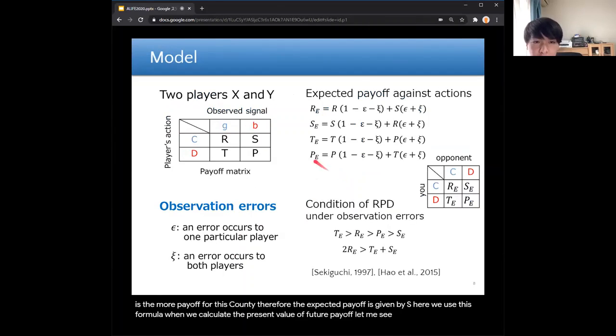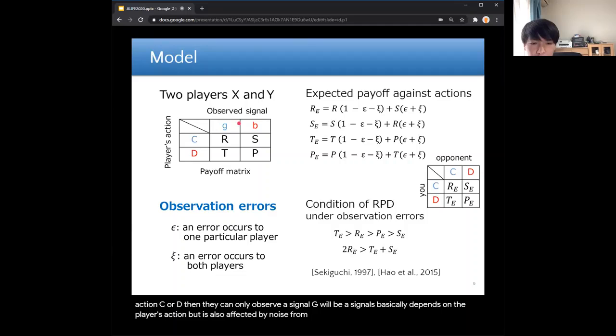Let me show you the model. We consider a two-person RPD game with observation errors. In our model, the realized payoff for each player depends only on the action he chose and the signal he received. Each player chooses action C or D. Then they can only observe a signal G or B. The signals basically depend on the player's action, but are also affected by noise from the environment.